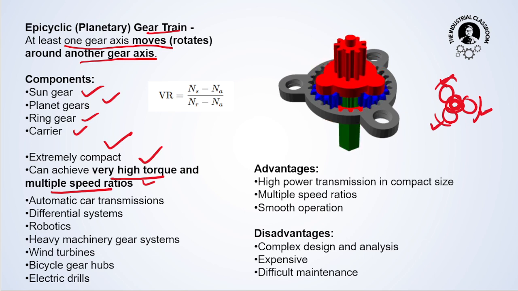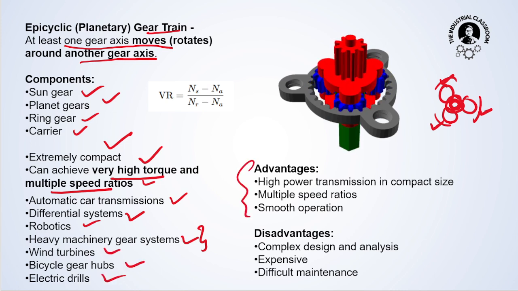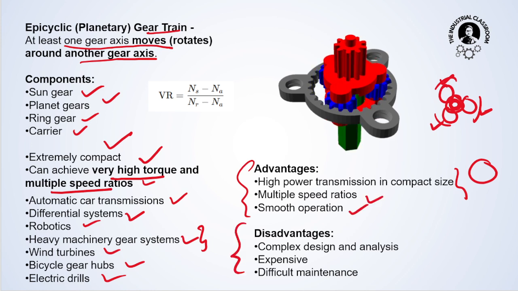Okay, so where are these used? These are used for automatic car transmissions, in differential systems, in robotics, heavy machinery gear systems. You can see it in industries, in BLT and stackers, in wagon tipplers. Then in wind turbines, bicycle gear hubs, electric drills. Now what are the advantages? High power transmission in a very compact size. In a very small space, it will provide high power transmission. Then there will be multiple speed ratios and smooth operation. Disadvantages: you know the complexity here. It is an expensive and complex design, and it is very difficult to maintain.